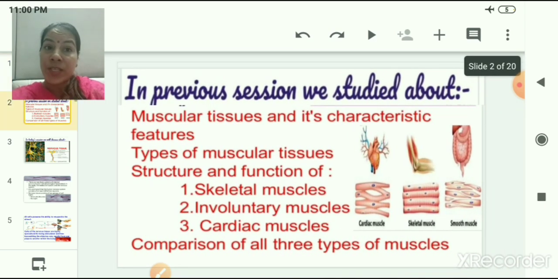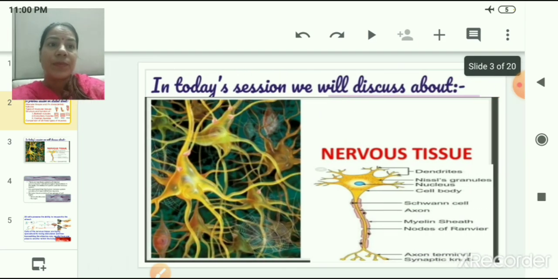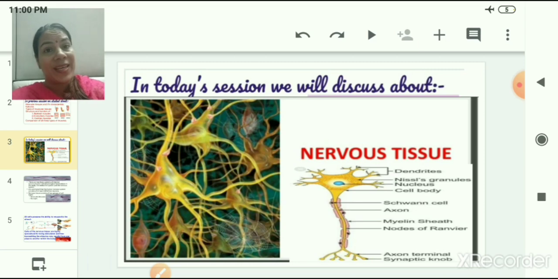In our previous session we studied about muscular tissue and its characteristic features. We also learned about types of muscular tissues. We discussed the structure and function of various types of muscular tissues like skeletal muscles, involuntary or smooth muscles, and cardiac muscles, which are also involuntary muscles, and we also compared all these three types of muscles. Now in today's session we will study a very interesting new type of animal tissue, that is nervous tissue.